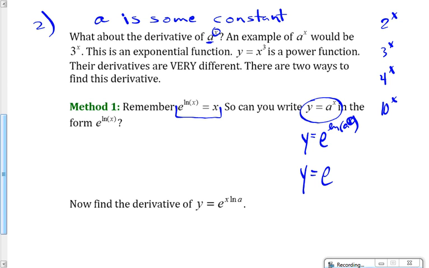What can I do with that x? Remember this from pre-calc? I can put it in front. I can make it the coefficient. So this is x natural log a. Okay, which kind of leads to the next command on the notes.